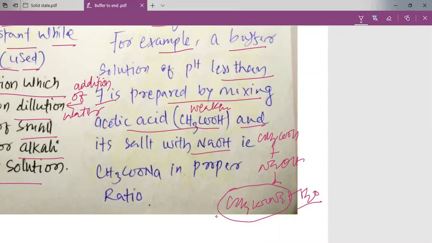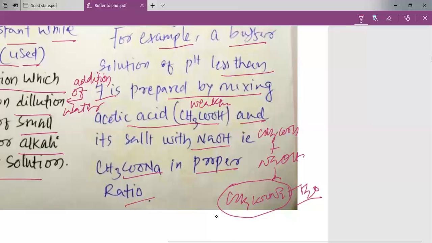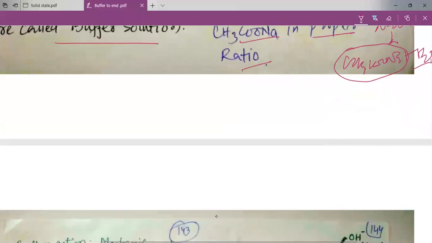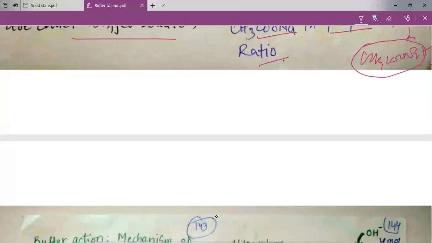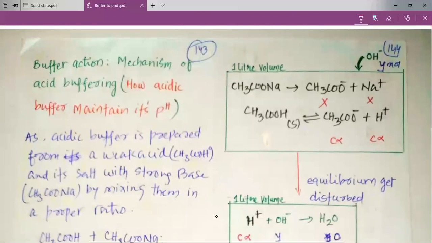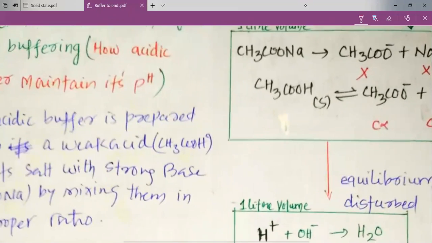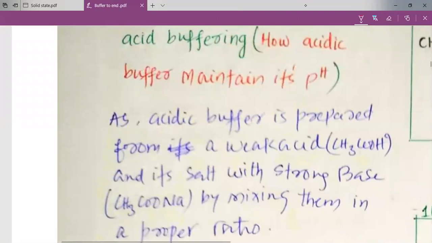So we can prepare an acidic buffer solution, having pH less than 7, by mixing acetic acid and its salt with NaOH, which is CH3COONa, or we call it sodium acetate, in a proper ratio. We will study, when we derive the various formulas to calculate the pH, that the ratio of this acid and salt is very much necessary to be maintained to a certain level, my dear students. So now we want to study the acidic buffer solution and how it works.